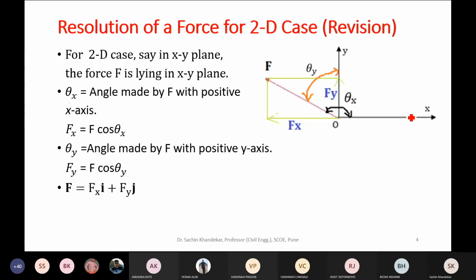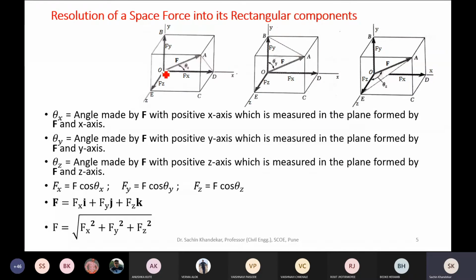Yesterday we revised, for the two-dimensional case, how to resolve a force when the angle made by the force is defined with respect to the positive x-axis as shown in the figure, or maybe with respect to the positive y-axis. And the same knowledge we extended for the three-dimensional case, that means the space force system. The space force system is also called the 3D case.